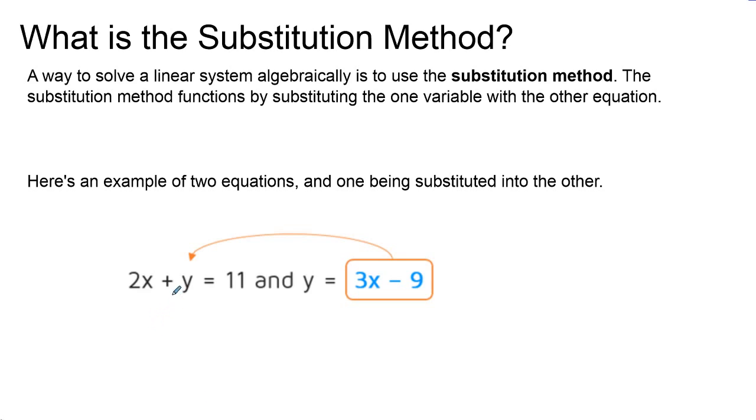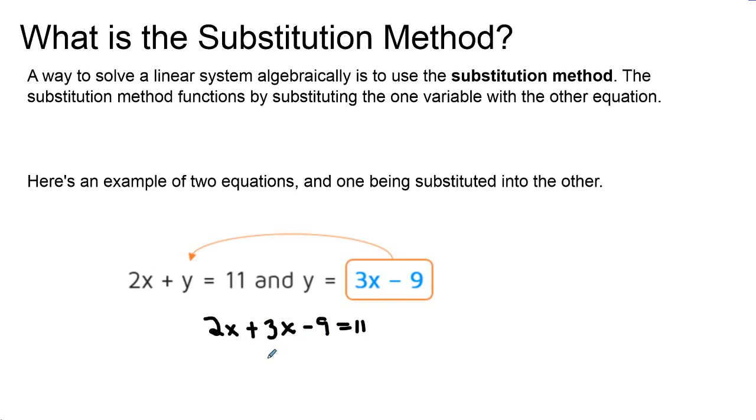I have 2x plus y equals 11 and y equals 3x minus 9. Since I know that y is equal to 3x minus 9, I'm allowed to take this value here and replace any other copies of y with what's inside this box. So when I do that, it looks like this: 2x plus, well, I don't want to write y anymore, I want to replace it with this. So plus 3x minus 9 equals 11. And now I can combine my like terms.